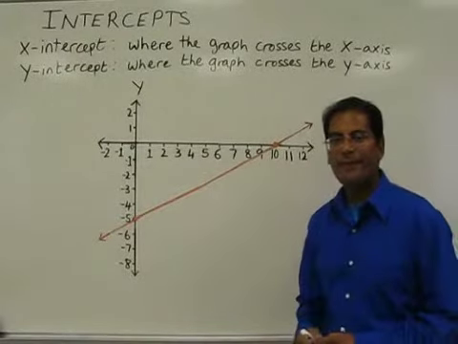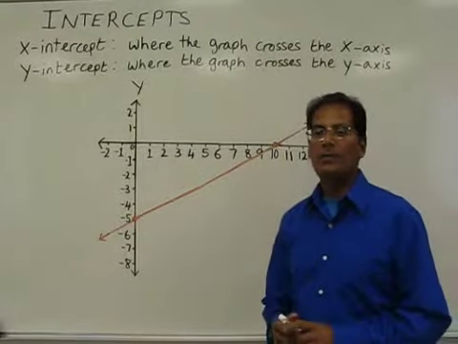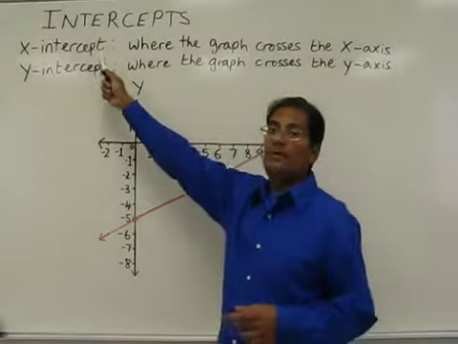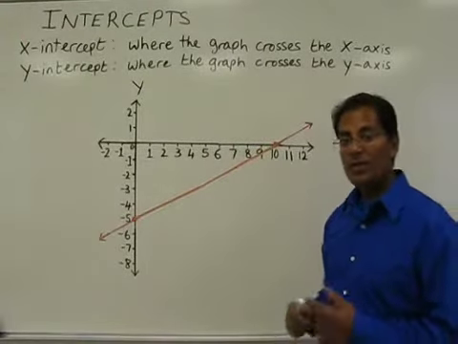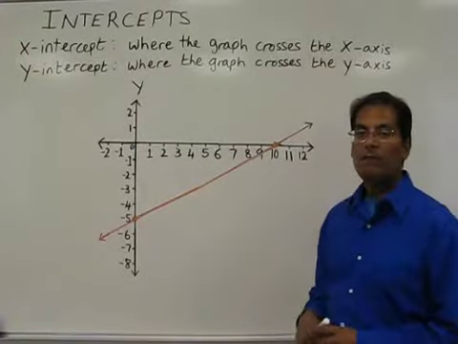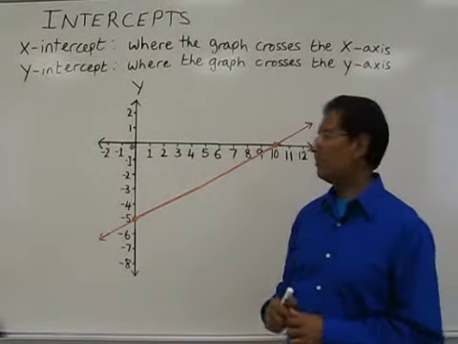Hello again. Today we're going to talk about intercepts. There are two types of intercepts. The x-intercept is wherever the graph crosses the x-axis, and the y-intercept is wherever the graph crosses the y-axis.